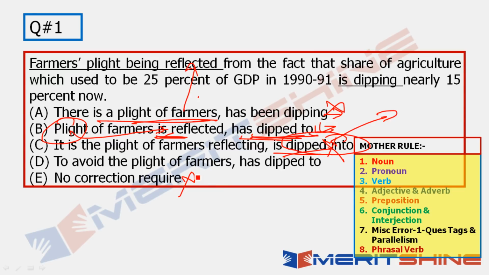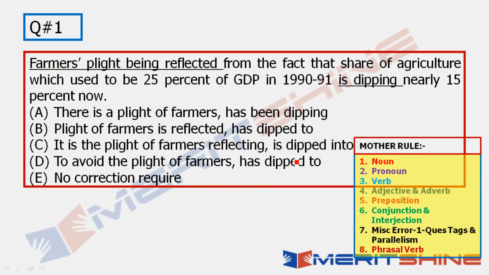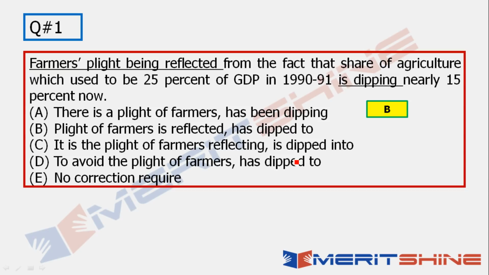Now, to avoid the plight of farmers, how is it contextually relevant? To avoid the plight of farmers, the fact that share of agriculture has dipped to, it is contextually, thematically irrelevant. So A eliminated, C eliminated, D eliminated, E eliminated. So what is left is B, and that is the answer. It was the first question.